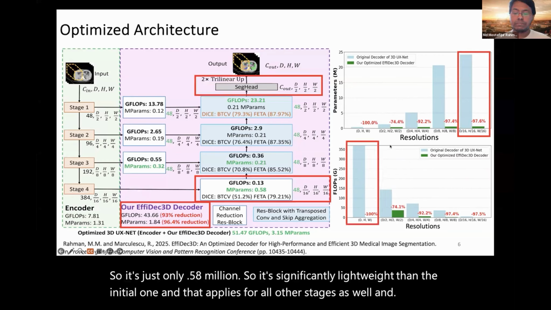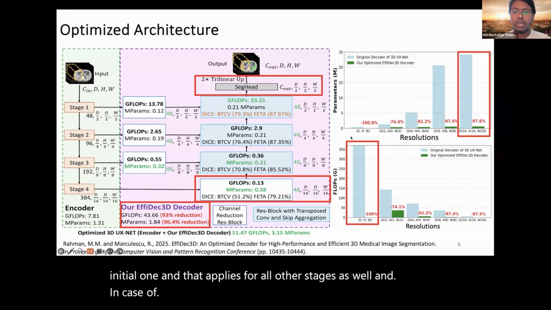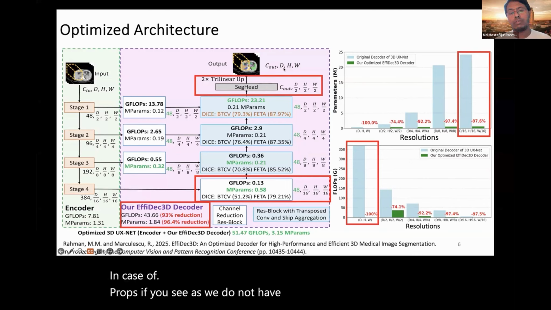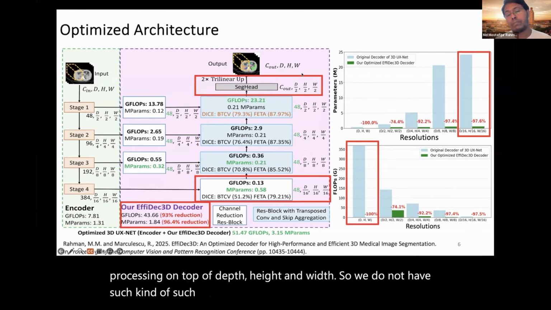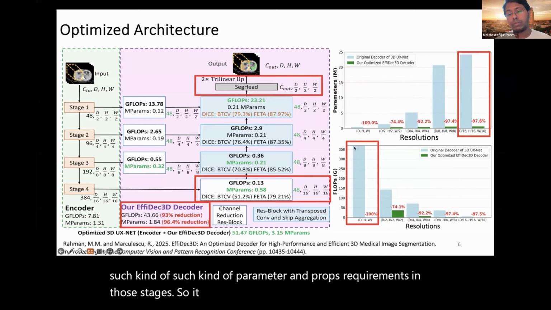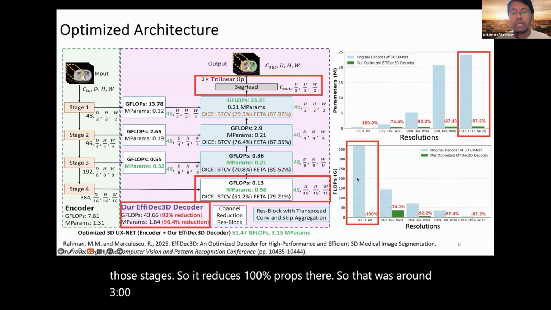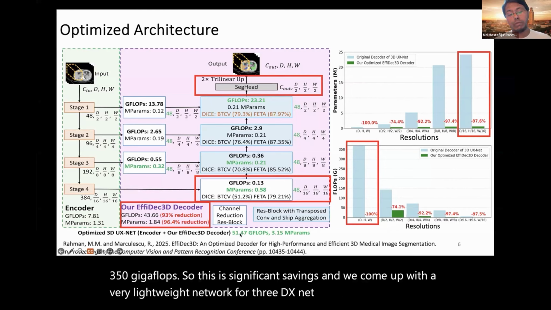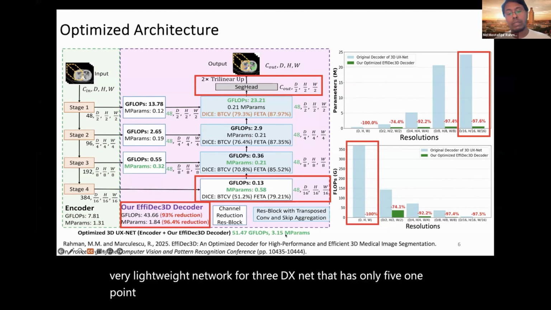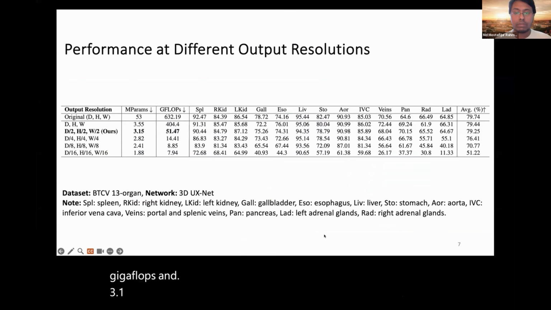In the case of FLOPs, as we do not have the high resolution processing on top of depth, height, and width, we do not have such parameter and FLOPs requirements in those stages, so it reduces FLOPs there by 100%, which was around 350 gigaFLOPs. This is significant savings, and we come up with a very lightweight network for 3D UX-Net that has only 51.47 gigaFLOPs and only 3.15 million parameters.